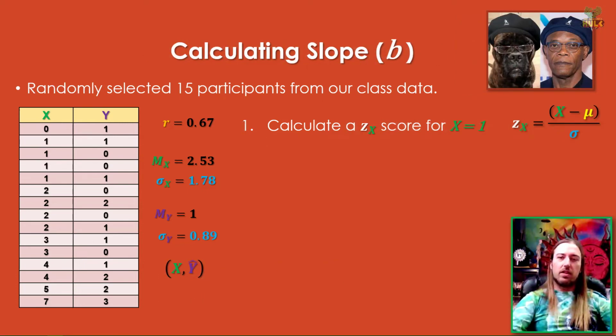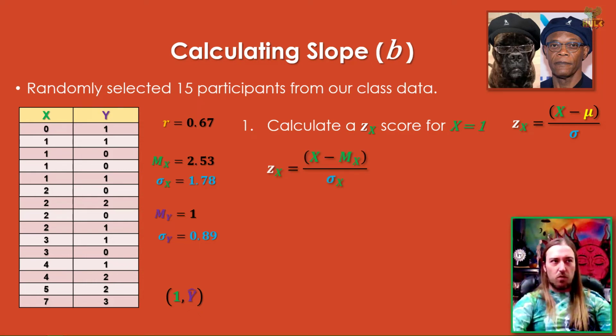We're going to calculate a z-score for x equals 1 this time. So we have all the same steps. We're just going to start with a coordinate of 1, y hat and solve our way through. So we still use the z-score formula. We plug in 1 this time. We're using the x data because we're finding the z of x.